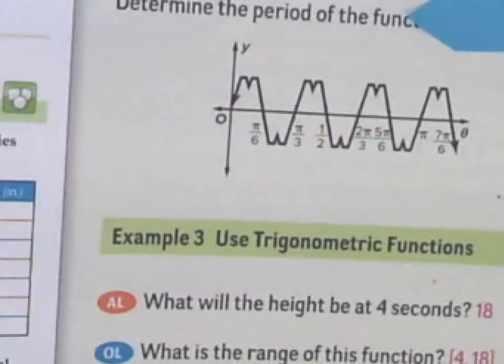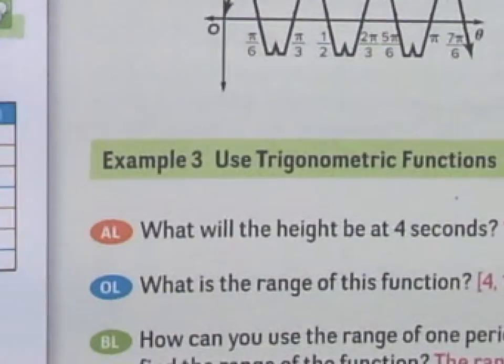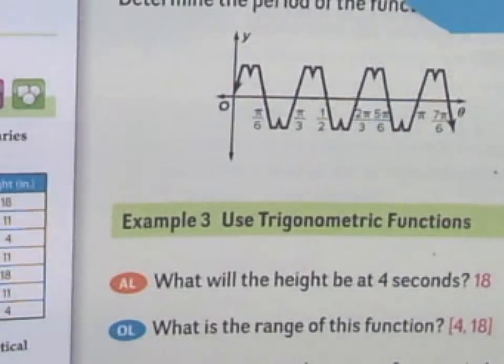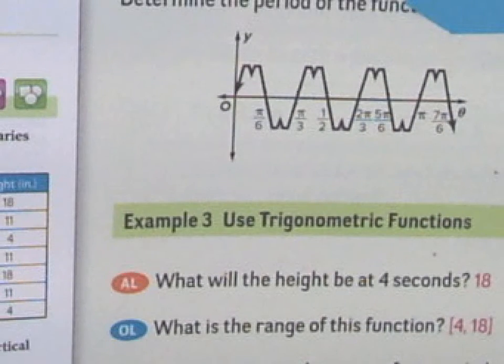I'm going to try to freeze it. Hold on. There we go. So look at that guy. Where does that repeat? What's going on there?